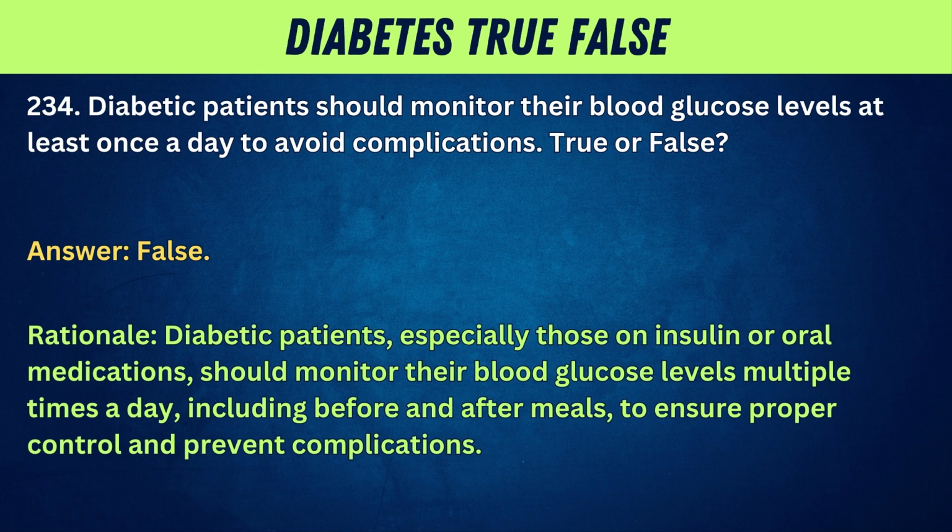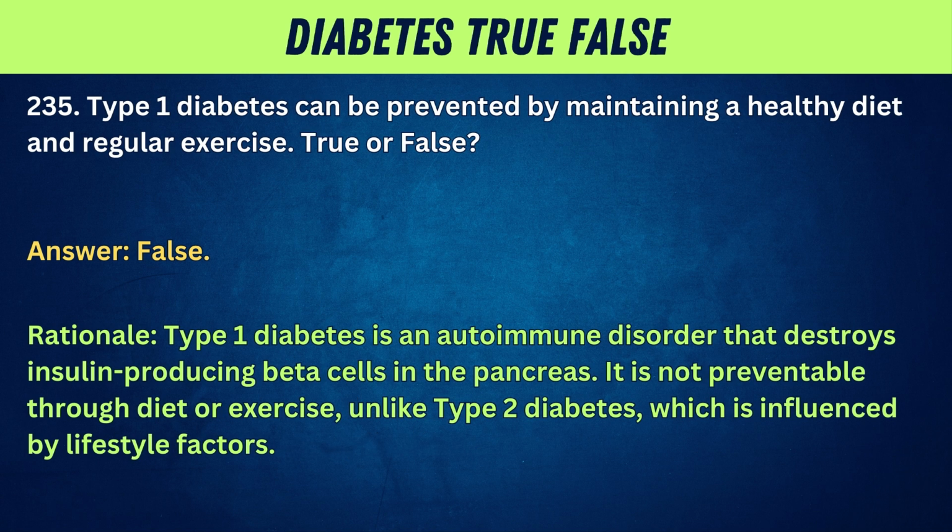234. Diabetic patients should monitor their blood glucose levels at least once a day to avoid complications. True or false? Answer: false. Rationale: diabetic patients, especially those on insulin or oral medications, should monitor their blood glucose levels multiple times a day, including before and after meals, to ensure proper control and prevent complications.